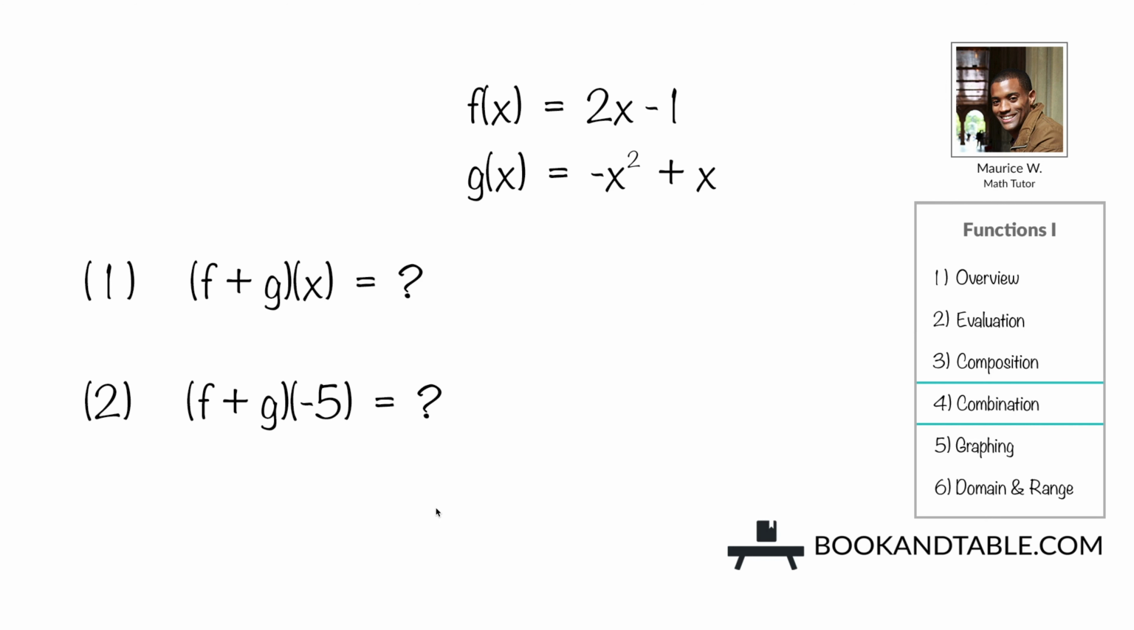So let's walk through this example together. Our first function is f of x is equal to 2x minus 1. The second function is g of x is equal to negative x squared plus x. And we're going to take a look at an example of adding the functions together, dealing with just the expressions. And then we'll take a look at adding the functions together for the value of negative 5 in place of x. So let's first look at adding functions together using expressions.